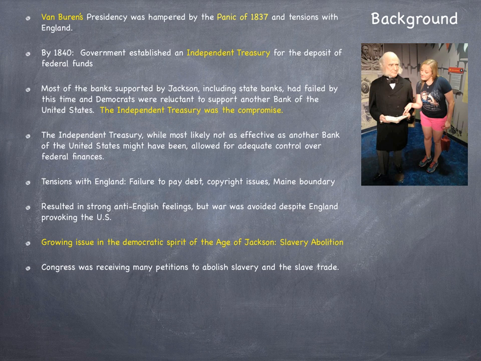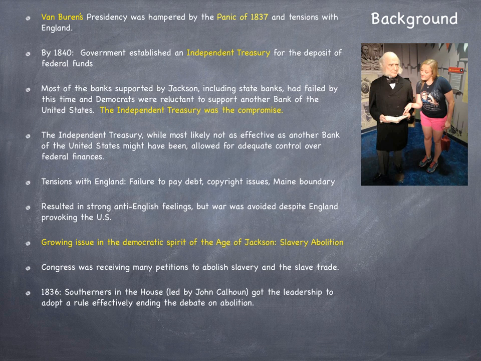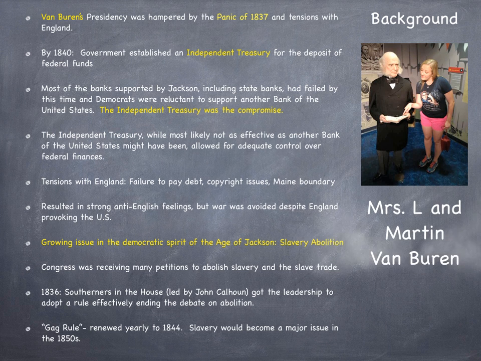So Congress was receiving many petitions to abolish slavery and the slave trade. And in 1836, Southerners in the House, led by John Calhoun, got the leadership to adopt a rule effectively ending the debate on abolition. And this gag rule was renewed yearly until 1844, and slavery would really become this major issue, as I just said, in the 1850s.